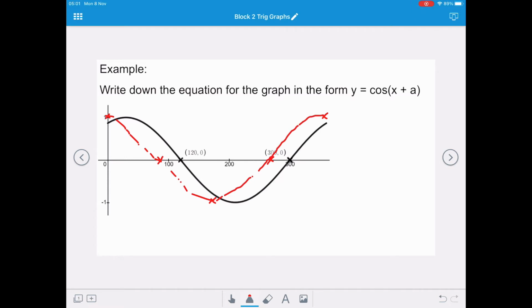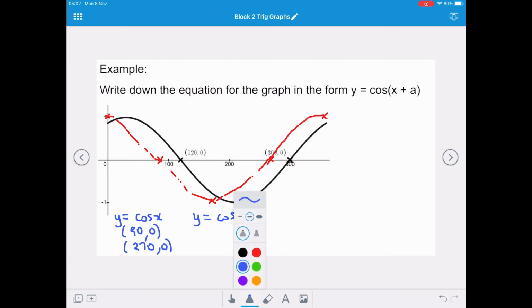Again, we're going to consider the roots that we've been given on our y equals cos x plus a curve and compare them to our key points on our y equals cos x curve. On y equals cos x, we've got a root at 90, 0 and another one at 270, 0. Then we're going to look at those roots on y equals cos x plus a, when that plus a is inside the bracket affecting the x coordinates. The two roots we've been given on this curve are 120, 0 and 300, 0.